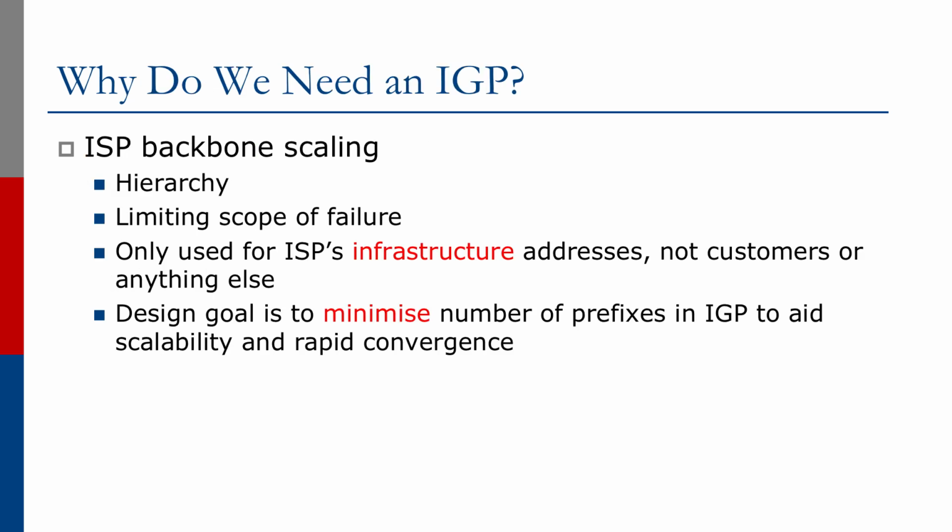Why do we need an IGP? We need IGPs for ISP backbone scaling. This is done by helping in providing hierarchy in ISP network. IGPs also limit the scope of network failures. IGPs are only used for ISP's infrastructure addresses, not customers or anything else. The design goal is to minimize the number of prefixes in IGP to aid scalability and rapid convergence.